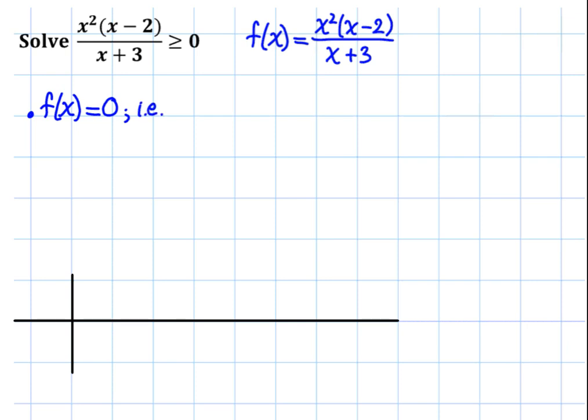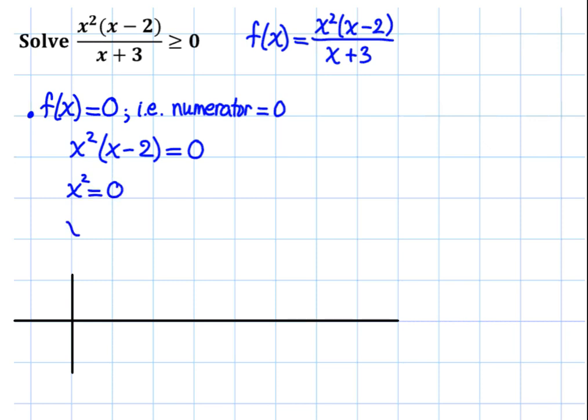The function is equal to 0 when the top, or the numerator, equals 0. x squared times x minus 2 equals 0. So this is simple. We have x squared equal to 0 or x minus 2 equal to 0. x squared equal to 0 gives us x equal to 0 and x minus 2 equal to 0 gives us x equal to 2. Right. So that is where the function equals 0.